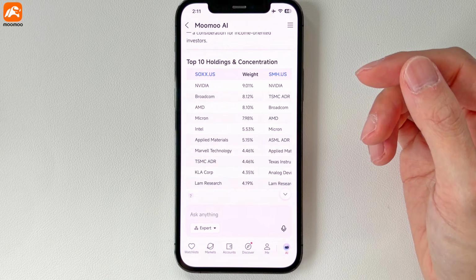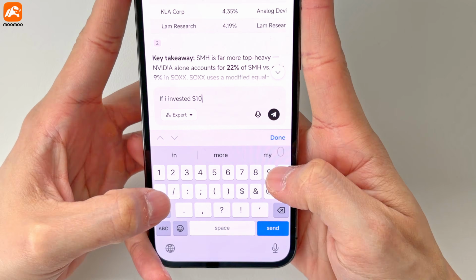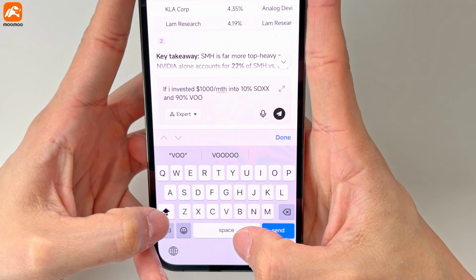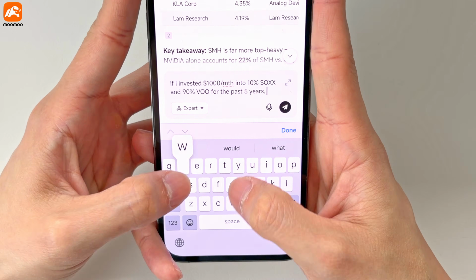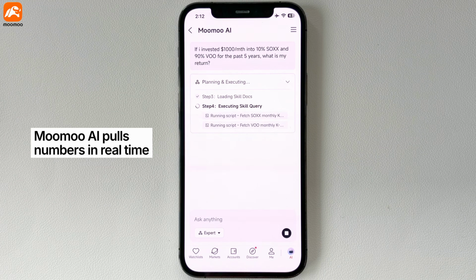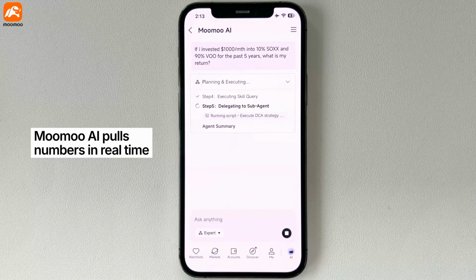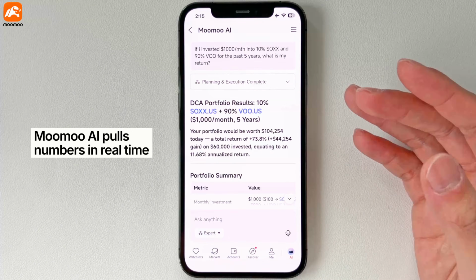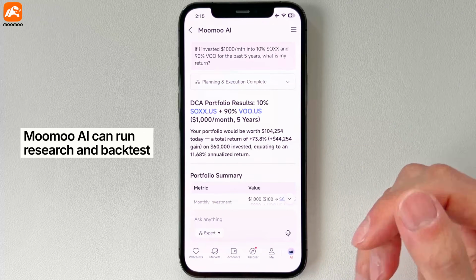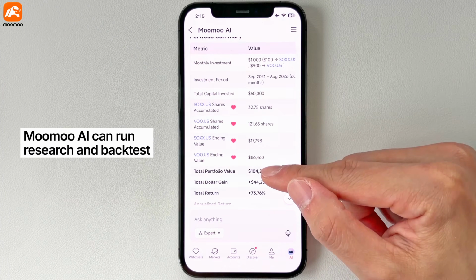Now I wonder how my portfolio would perform if I had added 10% into SOXX. To demonstrate this, I will ask, if I invested $1,000 a month into 10% SOXX and 90% VOO for the past 5 years, what is my return? Give the AI some time to perform the backtest. It is looking for data-backed numbers in real time. When the result is out, it tells me how much my total return would have grown into over the past 5 years and gives me a breakdown of the numbers.